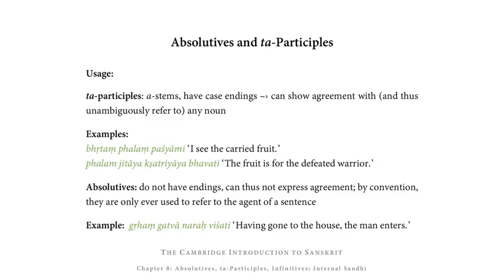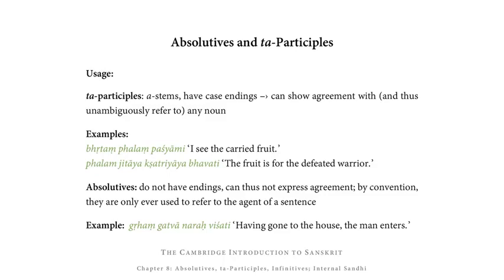Another example, phalaṃ jitāya kṣatriyāya bhavati. Phalam bhavati, the fruit is. Jitāya kṣatriyāya. Kṣatriyāya is "for the warrior," the dative of kṣatriyaḥ. And we can then describe the warrior by means of jitāya if we take jita, which is the ta participle of ji, meaning to defeat. So jita would be "having been defeated." And we then add the dative singular masculine case ending to that, turning it into jitāya, to then mark that jitāya agrees with kṣatriyāya. So phalaṃ jitāya kṣatriyāya bhavati, "the fruit is for the defeated warrior."